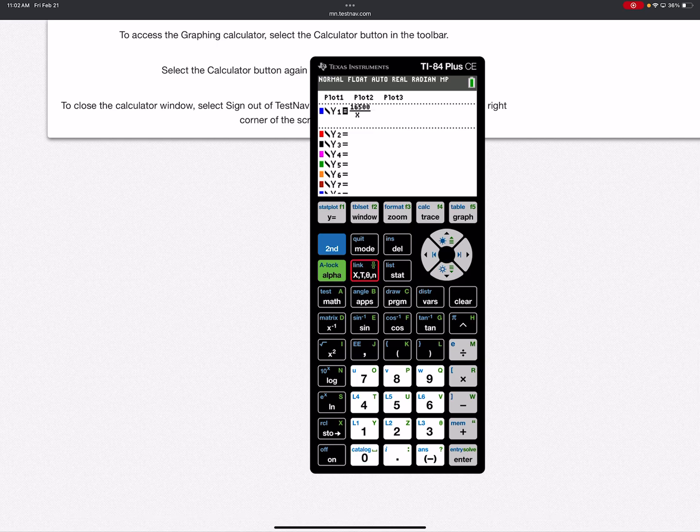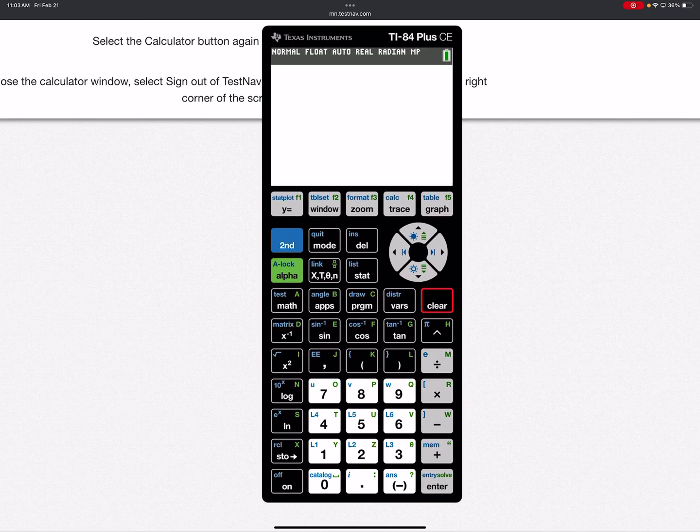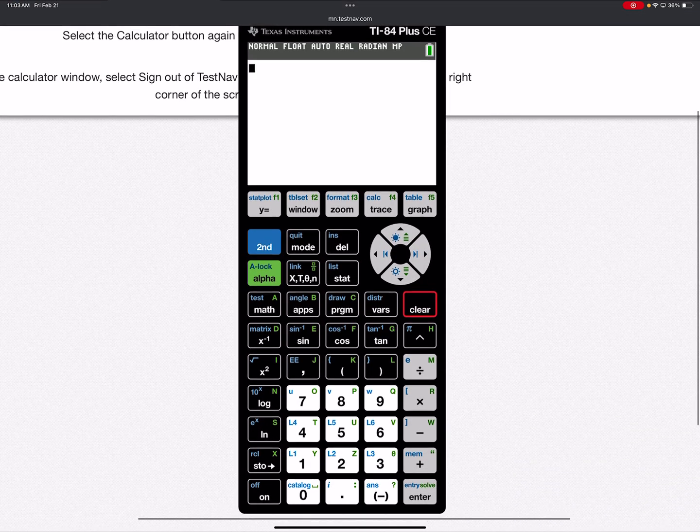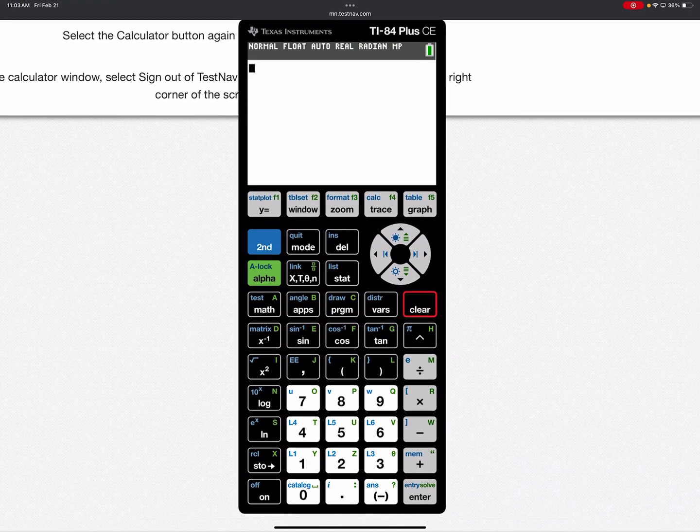16,500 x squared minus 5x. Oh my goodness. What is it? Plus 74.33. Okay. All right. Don't forget the 1/5.